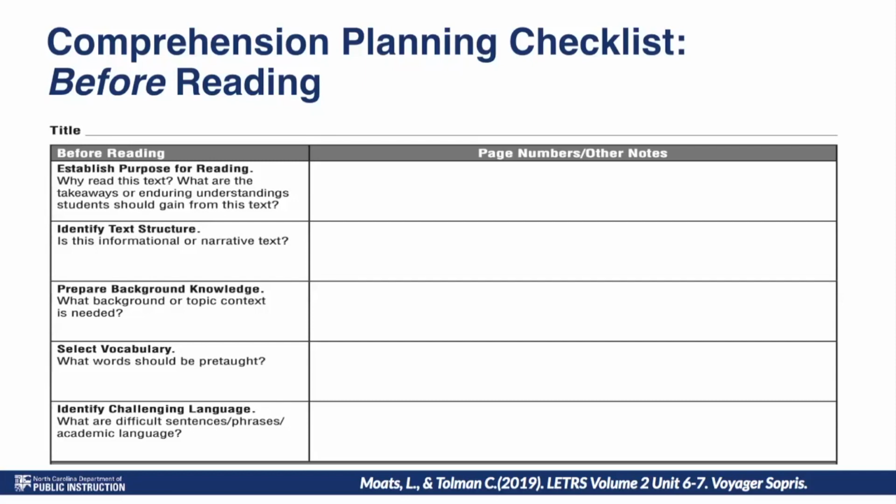So this can also shift depending on the text, and depending on the age of the students, the class. So as teachers, you can use your judgment on what works best for your students, and also how many times you need to reread that text with your class so that they have created that mental model of what they're reading and listening to. So we're going to look at our comprehension planning checklist from Letters. This goes in depth in units 6 and 7 in Letters. So we are going to start with the before reading section.